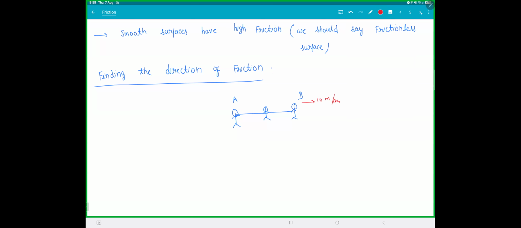What can you do to keep them together? You can completely stop B, option one, or forget about B and make A also run with 10 meters per second. You're getting it? My job is not to stop you. My job is to keep you together.